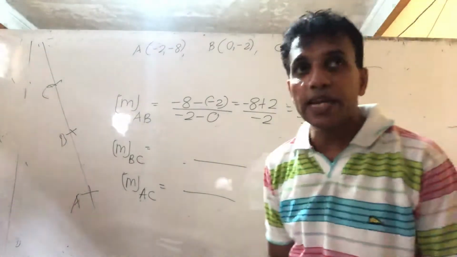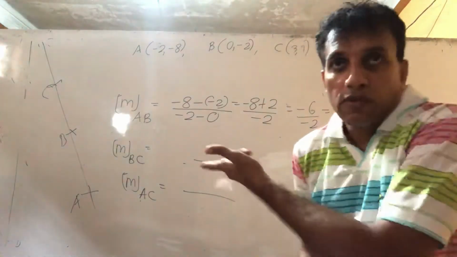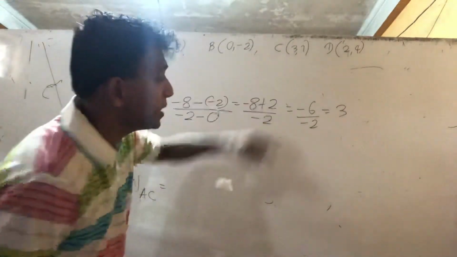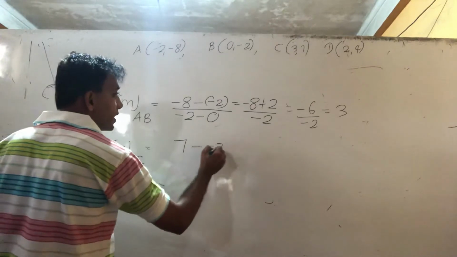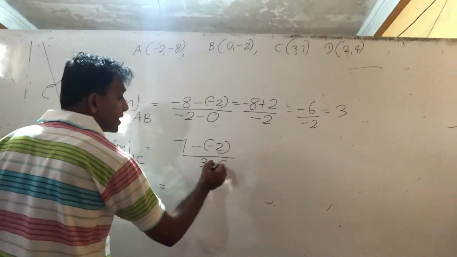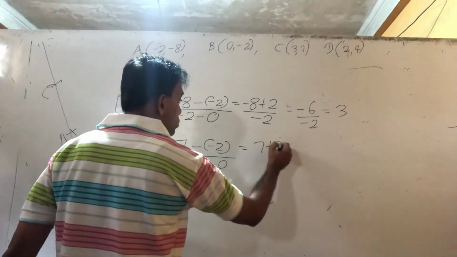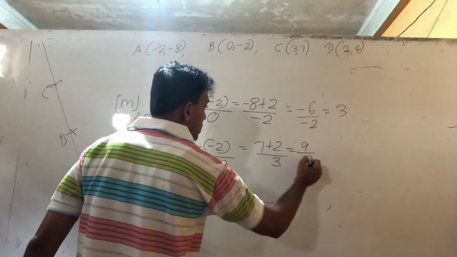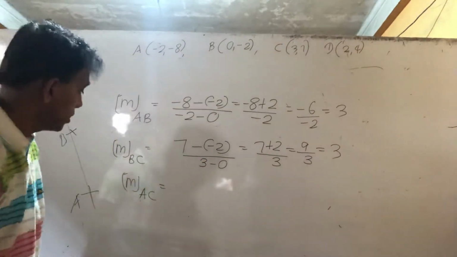In the earlier problem it failed, not along a straight line, right? We'll see how this problem goes. Find the BC gradient. 7 minus 2 over 3 minus 0, right? 7 plus 2 over 3, 9 over 3, what is that? 3. I think here it's okay.